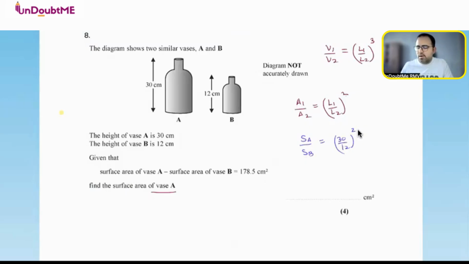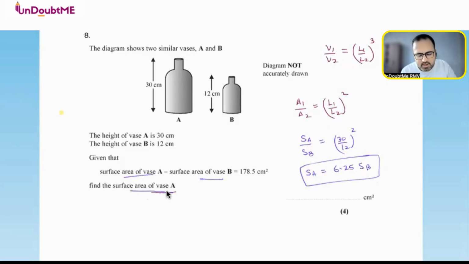Okay, this 30 over 12 can be solved. So 30 divided by 12 is 2.5. 2.5 squared is 6.25. So surface area of A is 6.25 times surface area of B. Now why is this important? Because we can actually plug that into this equation and then get whatever they are asking.